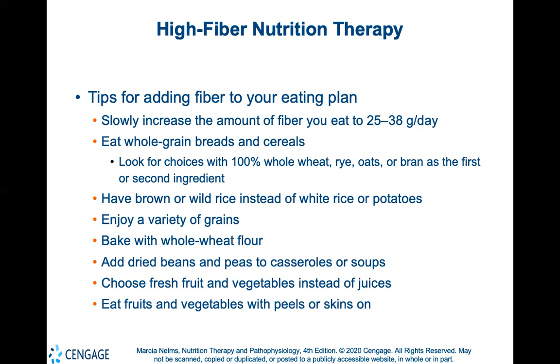Look for choices with 100% whole wheat, rye, oats, or bran as the first or second ingredient. Have brown or wild rice instead of white rice or potatoes. Enjoy a variety of grains. Bake with whole wheat flour. Add dry beans and peas to casseroles or soups. Choose fresh fruits and vegetables instead of juices. Eat fruits and vegetables with peels or skins on.